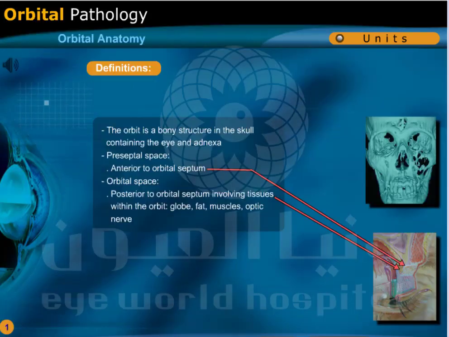Orbital pathology. Orbital anatomy. The orbit is a bony structure in the skull containing the eye and adnexa. Preseptal space is anterior to the orbital septum. Orbital space is posterior to the orbital septum, involving tissues within the orbit: globe, fat, muscles, and optic nerve.